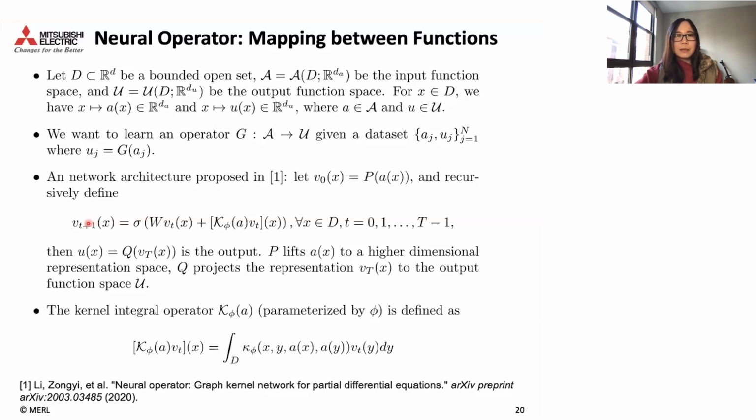And once we recursively define these multiple layers, at the end, like the last layer, we will use another projector to project this vector in the representation space, which is usually higher dimensional, back into our output function space. So this is the whole structure of, like, a very general structure for a neural operator.